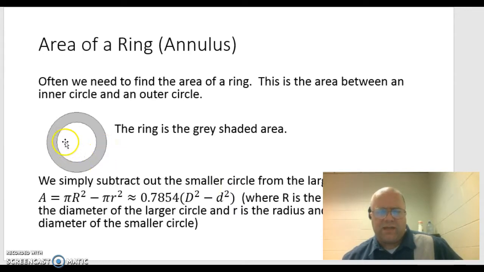So before we looked at the area in the middle, but this time we're going to be looking for the area between the two circles. As you might guess, that area is going to be the area of the larger circle minus the area of the inner circle, which will then just leave us the area of that ring. So it's pi, the big radius squared, minus pi times the smaller circle radius squared, or we can approximate it with 0.7854 times big circle diameter squared minus small circle diameter squared.